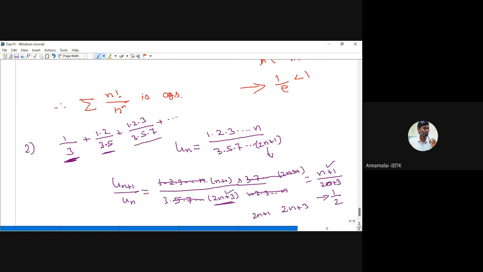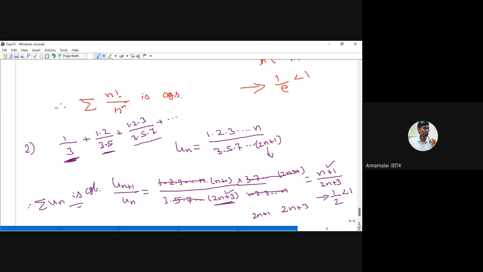3 by n goes to 0, therefore in the denominator we have 2. In the numerator we have 1. Therefore, this converges to 1 by 2. 1 by 2 is less than 1. Since the limit value is less than 1, the given series is convergent. Okay. Therefore, summation un is convergent.